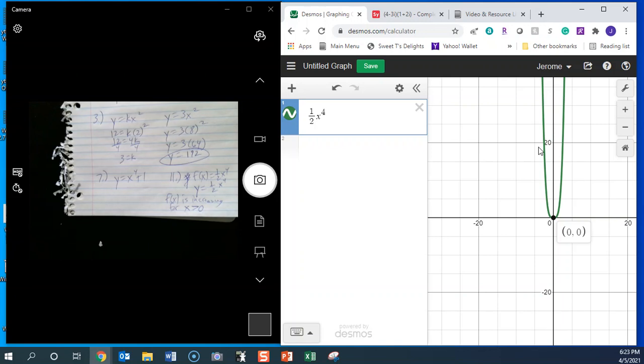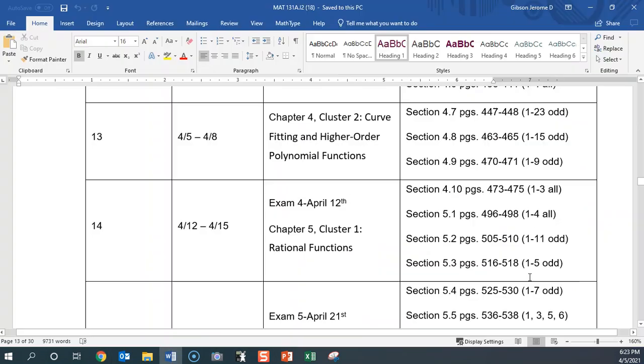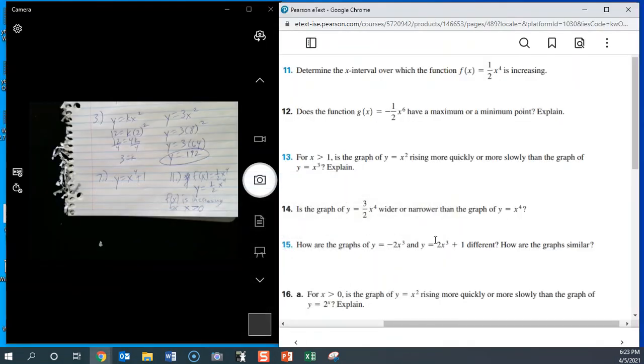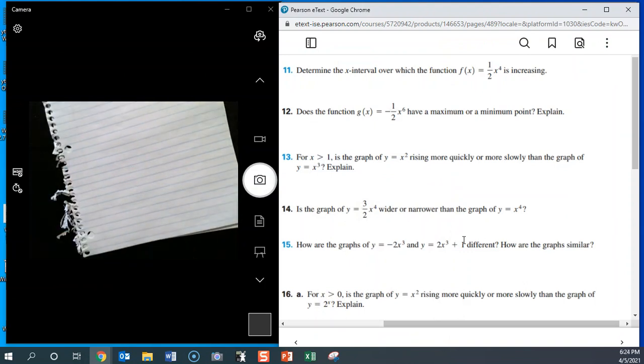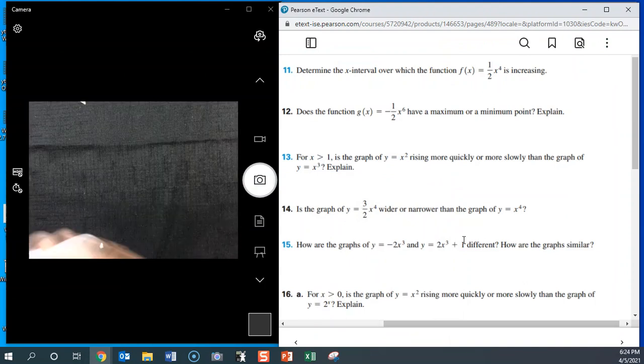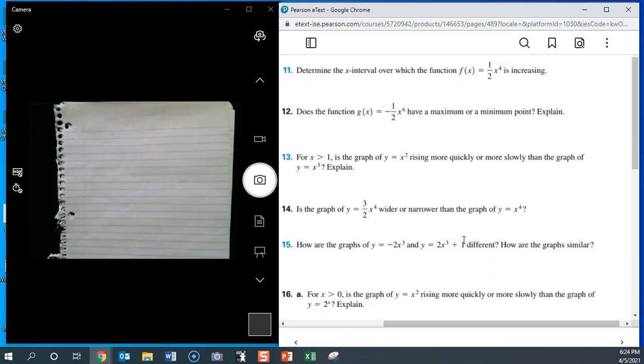Okay. Now let's take a look at problem 13. I think we're supposed to go up to 15. Yes. Okay, let's take a look at 13. It says for x greater than 1, is the graph of y equals x squared rising more quickly or more slowly than the graph of y equals x cubed? Explain. Now I should actually have you all do that problem, but let's take a look at it.